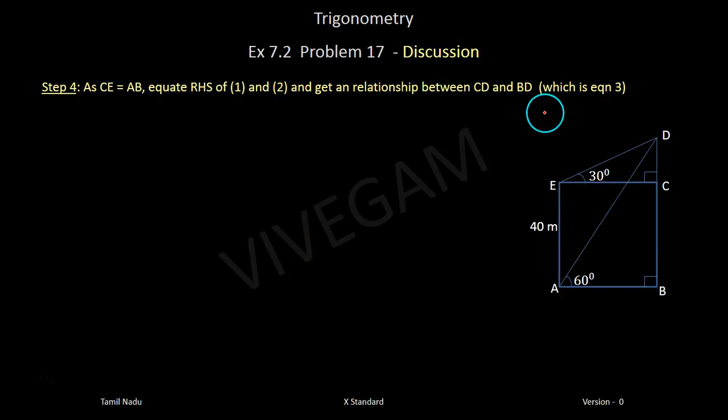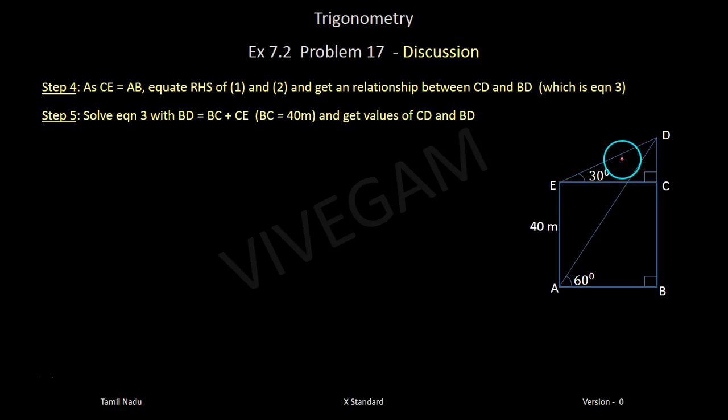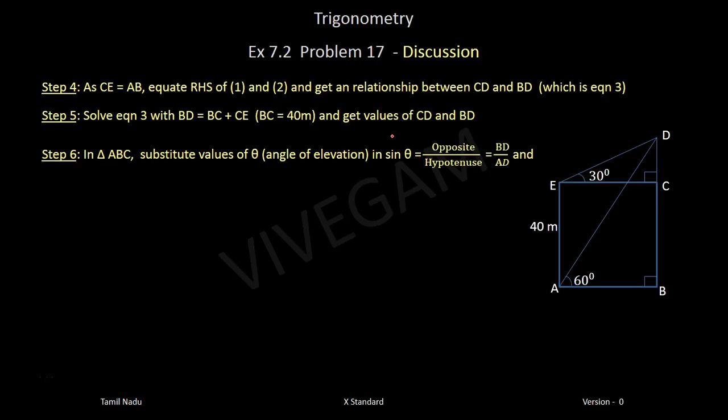So you will get a relationship. Next, there is one more relationship. You see, BC plus CD equal to BD. Am I right? And we know BC is 40 meters because AE and BC are equal. So, using that, you will get one more relationship. Solving these two equations, we should be able to get the value of BD, which is the height of the tower. Then, go to triangle A, B and D.